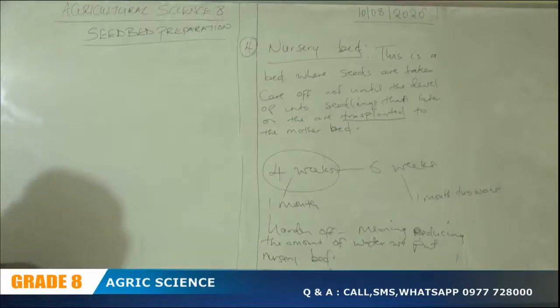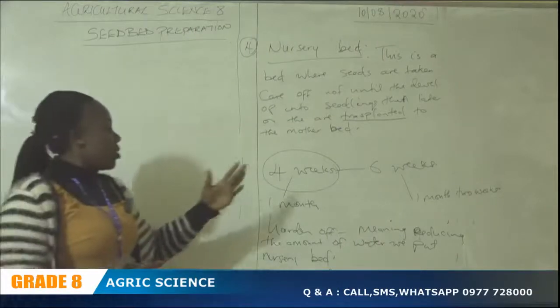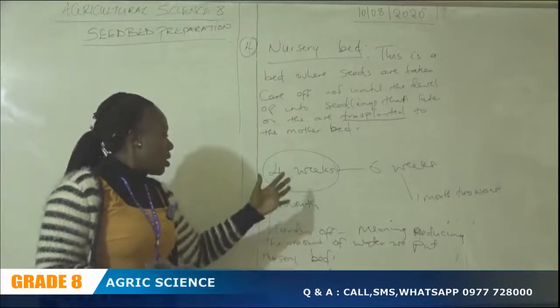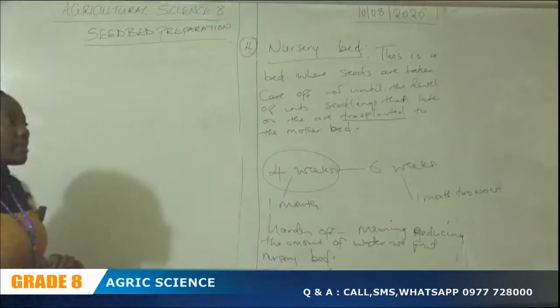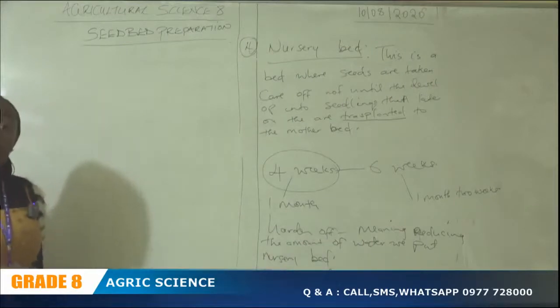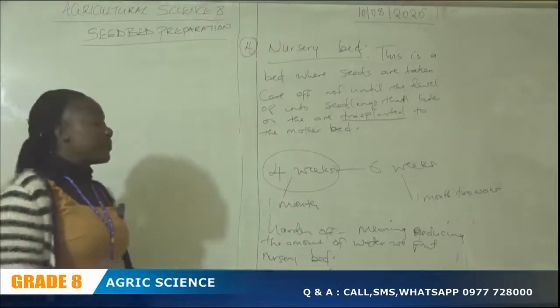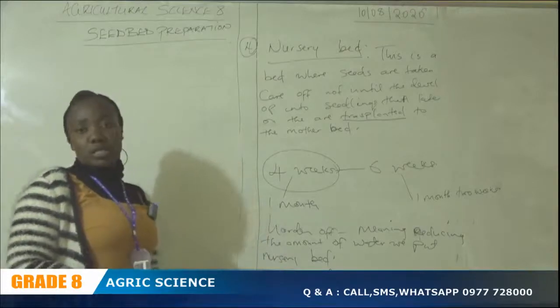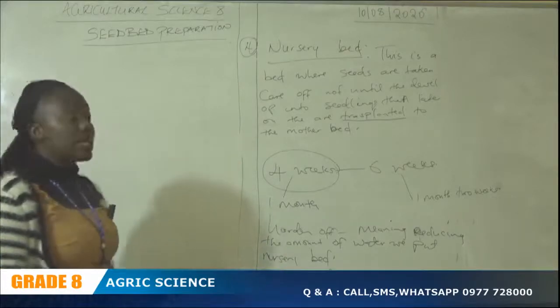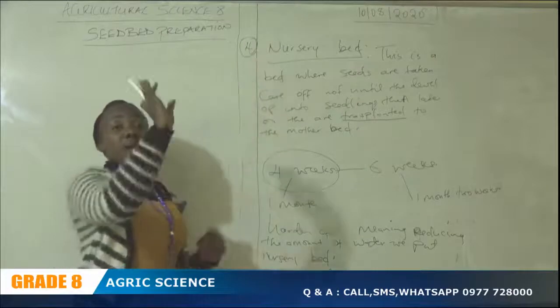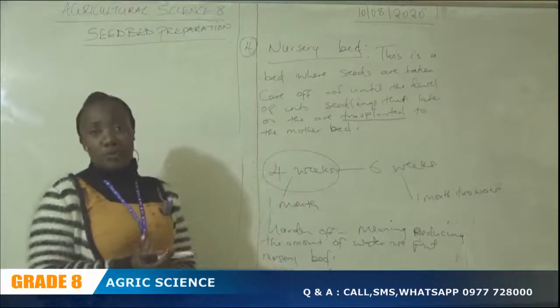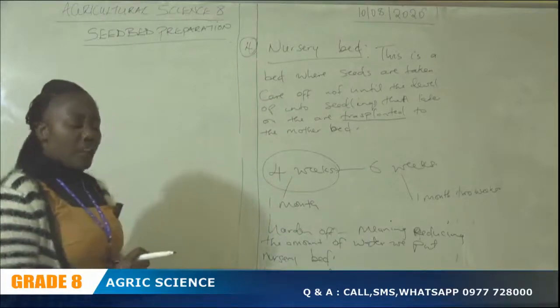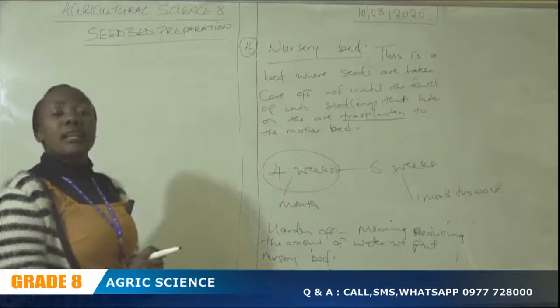So the question comes in: what happens when you transplant the seedlings? The best time that you can transplant seedlings from the nursery bed to the mother bed is in the afternoons. Why am I saying in the afternoons?